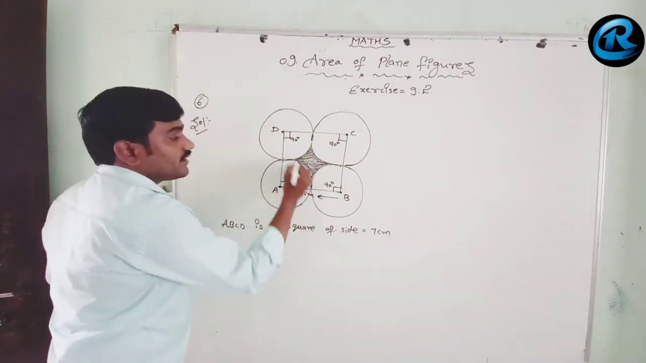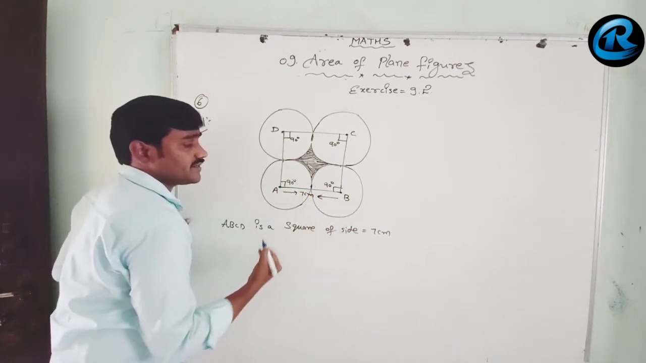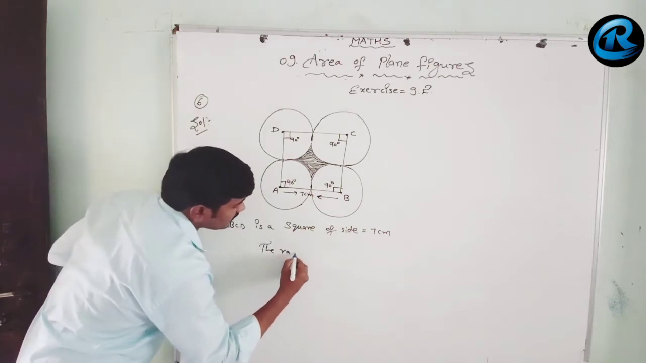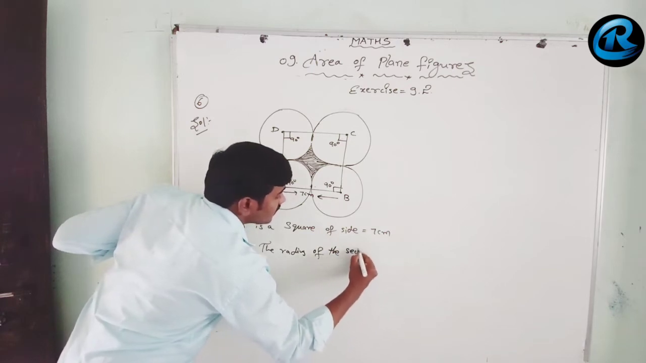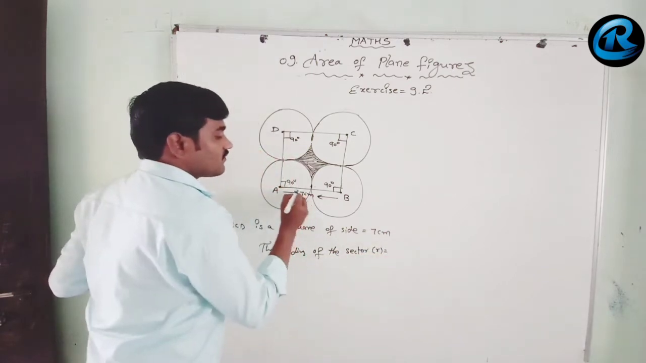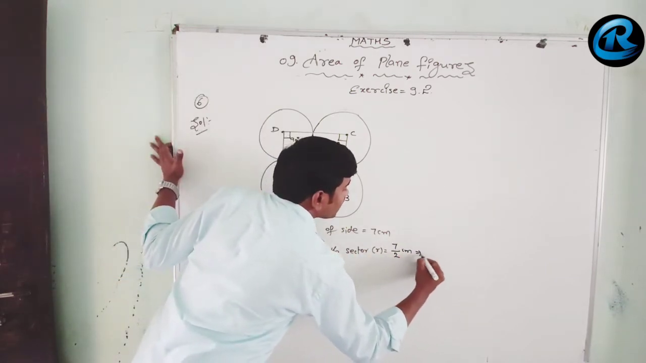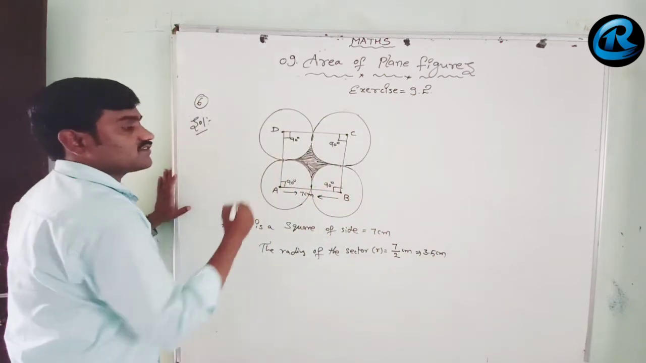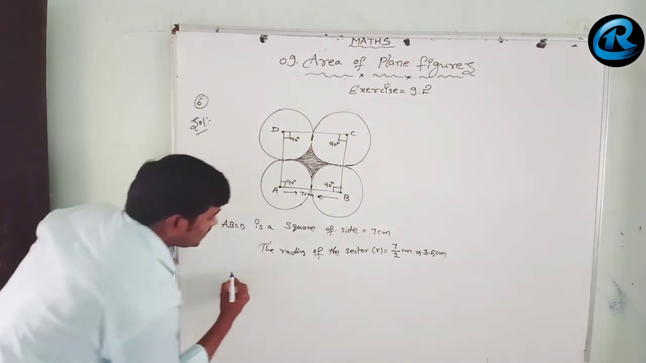So here what will the radius be? If the side is 7 centimeter, the radius of the sector is equal to 7 by 2 centimeter. Then 7 by 2 centimeter equals 3.5 centimeters. Now we know the radius of the sectors and also the side of the square. Let us find out the area of shaded region.